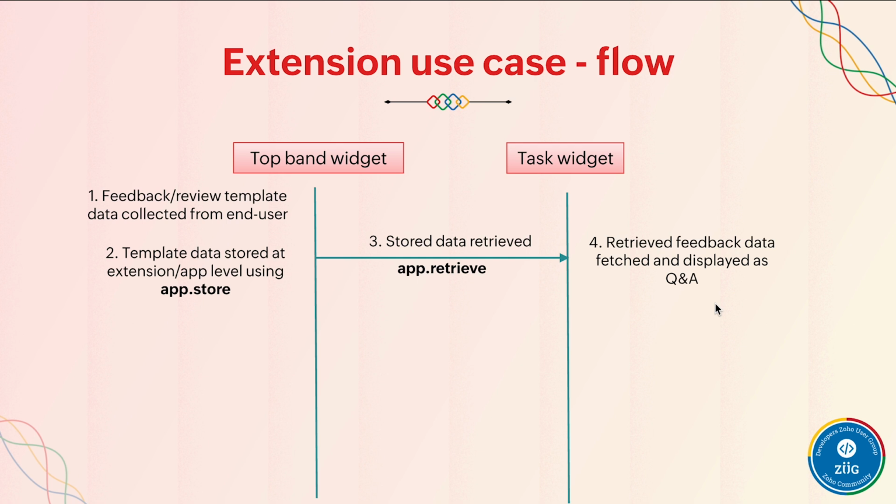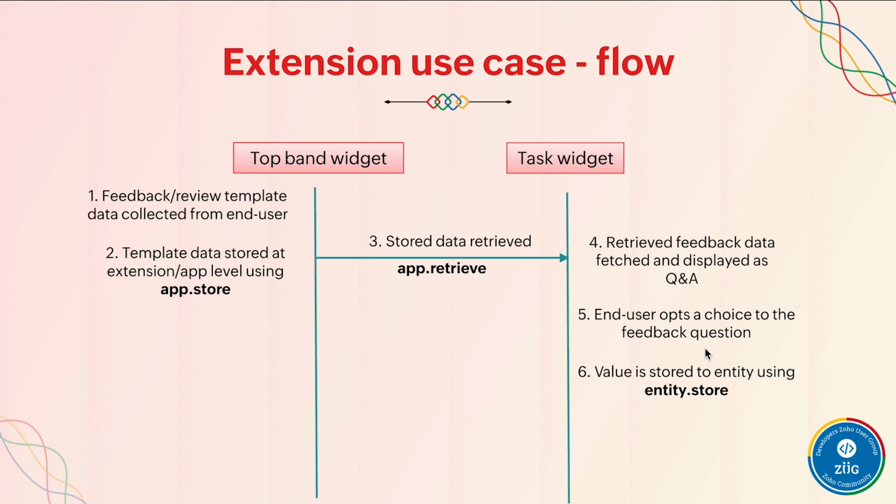The project agent who's working on that task or issue gets the choice to provide a review for that particular task, right? So the end user can opt for a choice for the feedback question. Now this feedback is going to be specific to this particular task alone. So that data, that is the choice that they provide, can be stored at entity level using entity.store and later retrieved. The stored value can be retrieved using entity.retrieve every time the task widget loads. So next time the end user enters that task, the choice that they provided as a review for the particular task will be displayed to them.